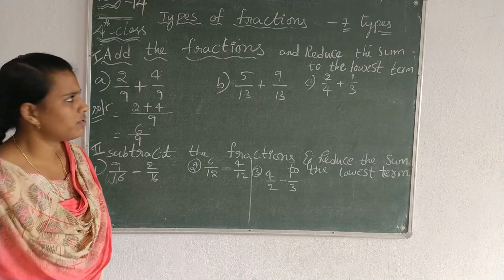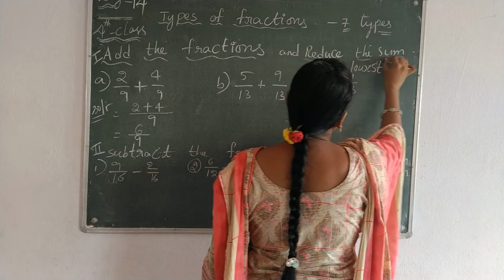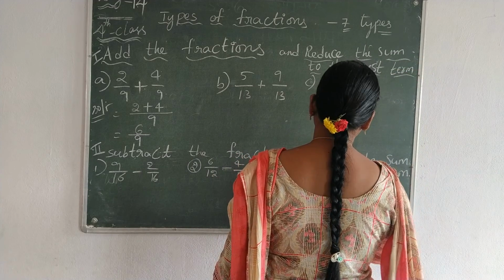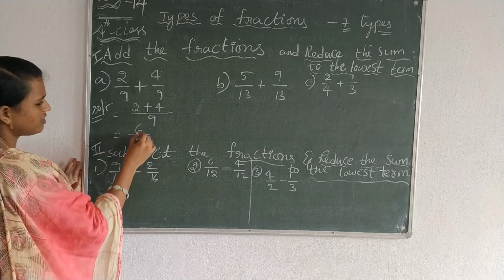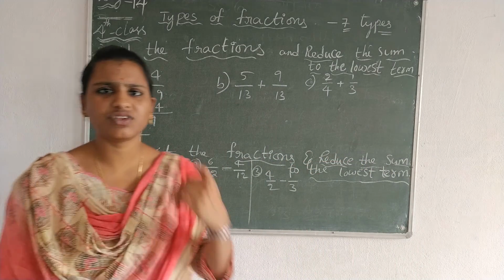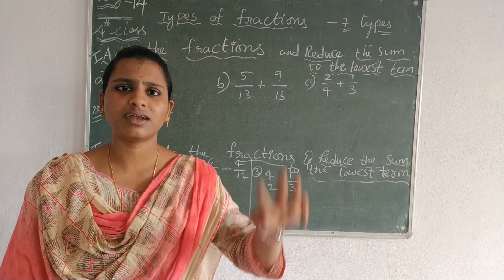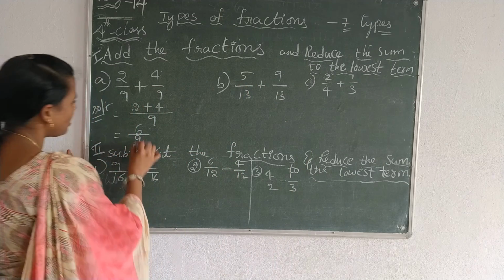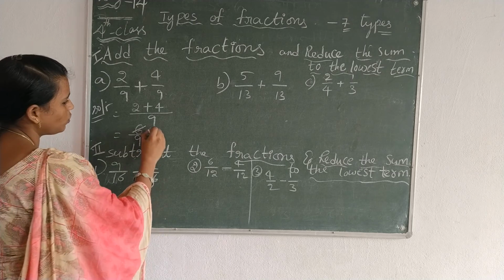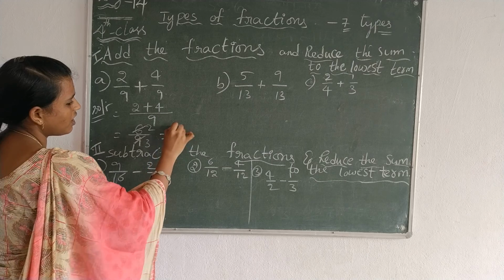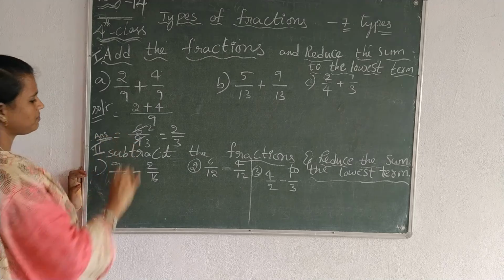Now reduce the sum to the lowest term. These two numbers are cancelled in which table? 2 table? No, 9 is not cancelled. Which table will cancel? 3 table. Let's take the 3 table and cancel here. How many times does it cancel? 2 times here, 3 times here. So the answer is 2 by 3.